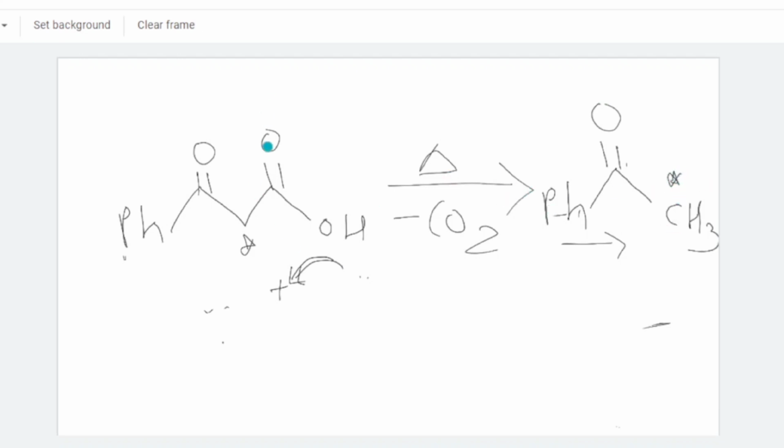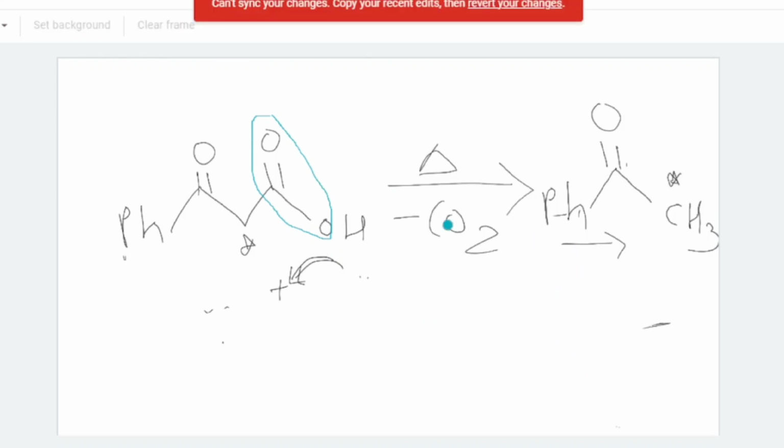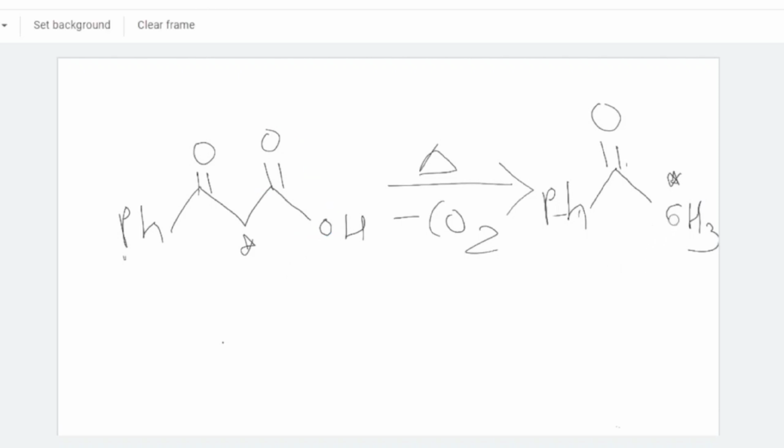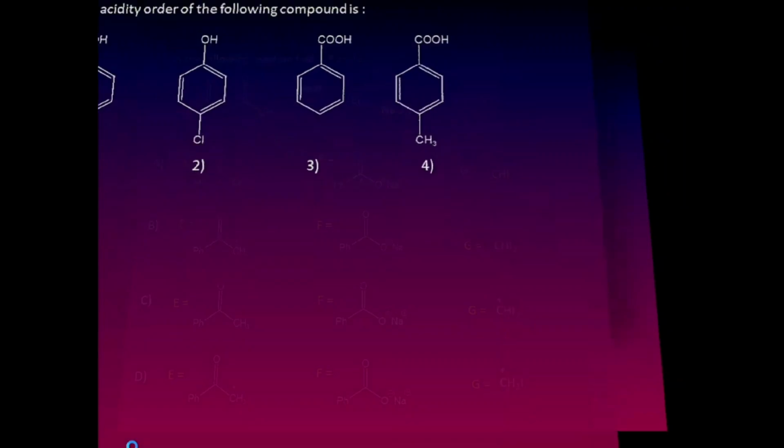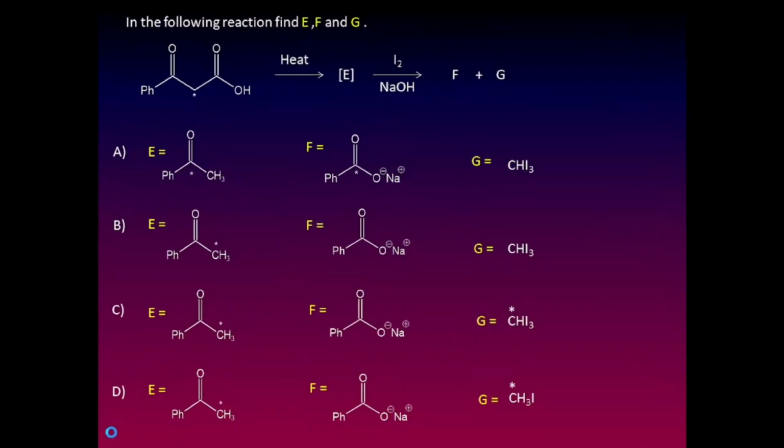Why? Because you have removed this CO2 from here. You can see that CO2 will be removed from here. So the carbon here will get labeled, and this H will attach to it, and you will get CH3. Here you get the labeled carbon. But the options are here in B, C, and D. What will be the right option? This A is wrong. ECD is right, but what will be the right option?